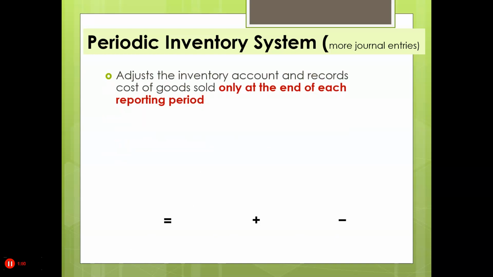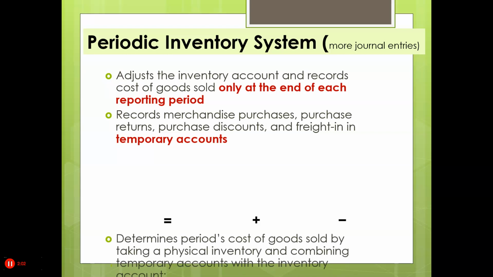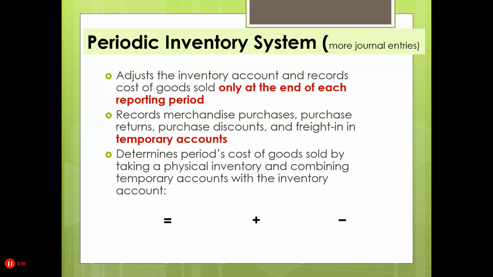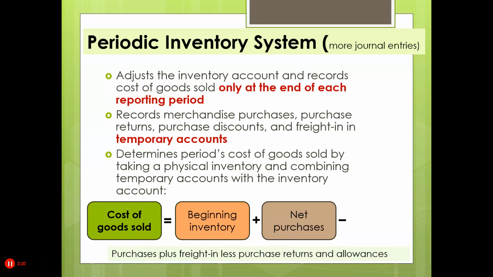You adjust the inventory account and record cost of goods sold only at the end of the reporting period. It records merchandise purchases, purchase returns, purchase discounts, and freight in temporary accounts. It determines the period's cost of goods sold by taking a physical inventory and combining temporary accounts with the inventory account. So, to get cost of goods sold, it's beginning inventory, plus adjustments, which include the purchases, freight in, less any purchase returns and allowances, minus any ending inventory.